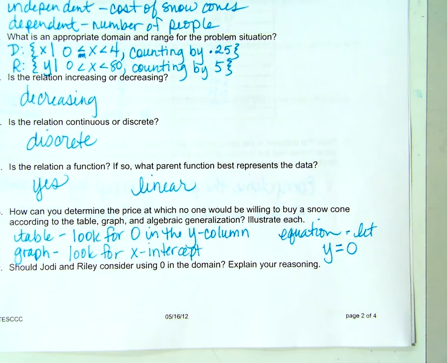Should Jody and Riley consider using 0 in the domain? Does everybody understand what that question's asking? What's the value for the domain here? What's the label for the domain? The cost, right? Should Jody and Riley consider using 0 as their cost? That's the question. Mark, get set, go.